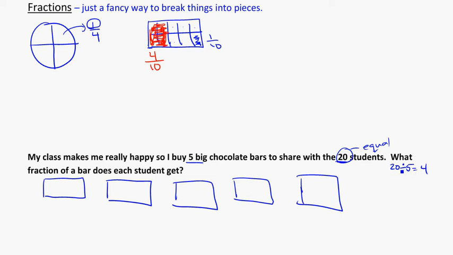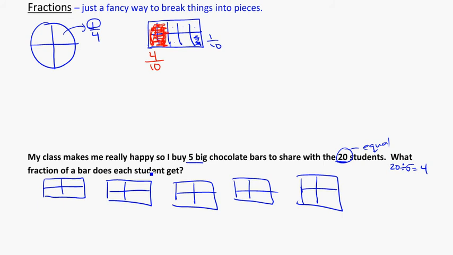Well, if I break up each of my 5 bars into 4 pieces, I should get 20 overall. So if I break each of these bars into 4 pieces, I have 4, 8, 12, 16, 20 pieces of chocolate that are of equal size. Sorry, they're not drawn very equal, but of equal size that I could give to the 20 students.